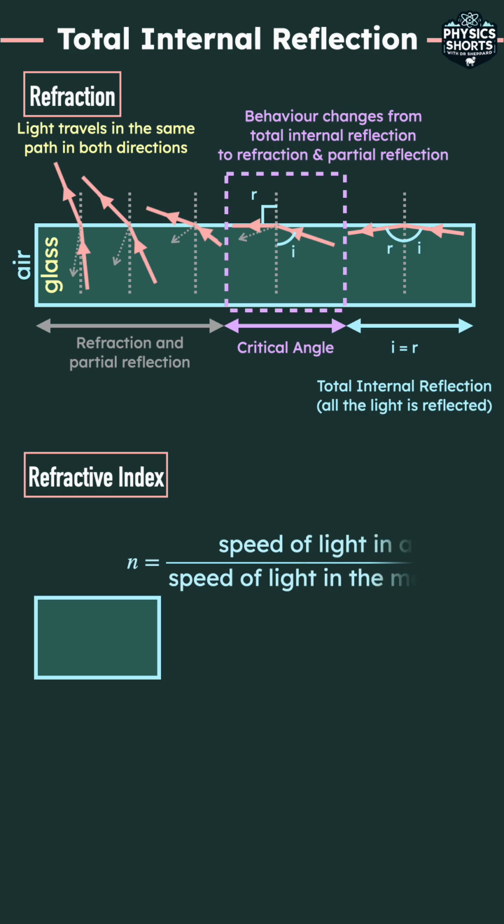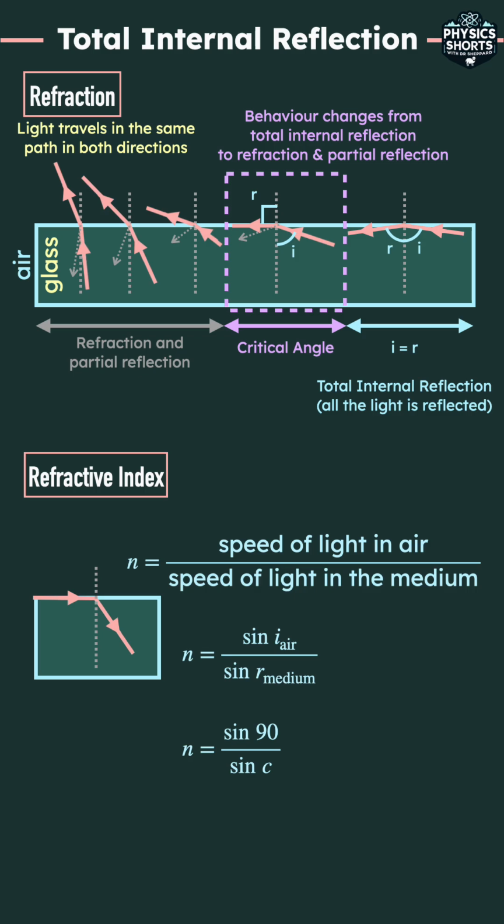Refractive index was calculated using the ratio of the speed of light in air to the speed of light in the medium. Conveniently, this was also n equals sine i in air divided by sine r in the medium. At the critical angle, i, which is in air, is 90 degrees and r in the medium is C. So we get n equals sine 90 divided by sine C, which simplifies to n equals 1 over sine C, which is pretty handy for experiments.